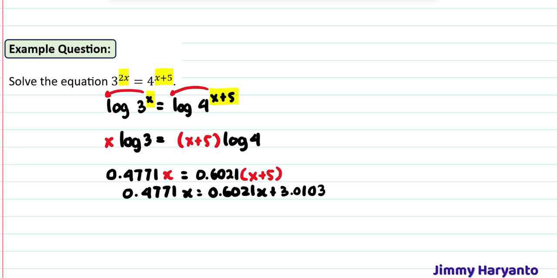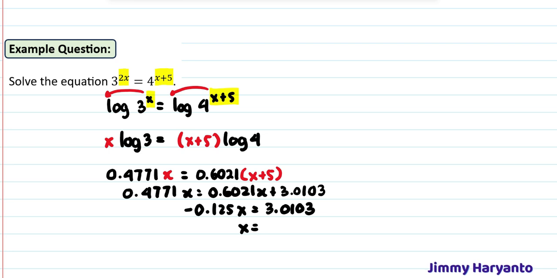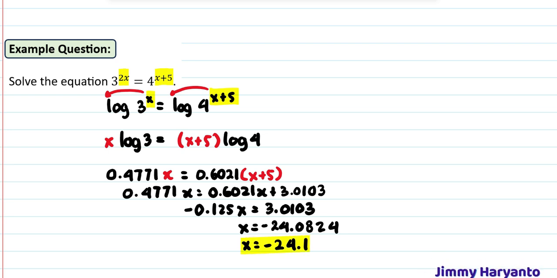0.4771 minus 0.6021. You have negative 0.125x equals 3.0103. So the x will become negative 24.0824. In 3SF you will have negative 24.1. Okay, because this is exponential form, you don't have to check your answers.